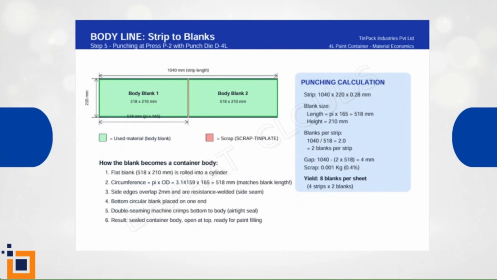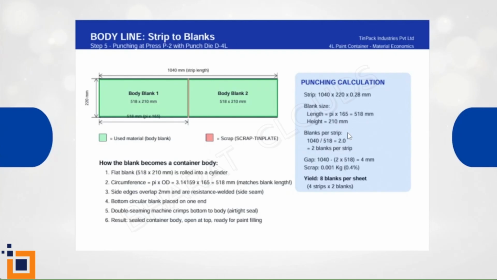After slitting, the strip goes through 3 coating and printing operations: internal epoxy, external white primer, and 4 color offset printing. Then it arrives at press P2 with punch die D4L for the final bodyline operation, punching. Each strip is 1040 mm long and 220 mm wide. We punch rectangular body blanks from it. Each blank is 518 mm long. That's pi times 165 mm, the container circumference, and 210 mm wide, the body height.